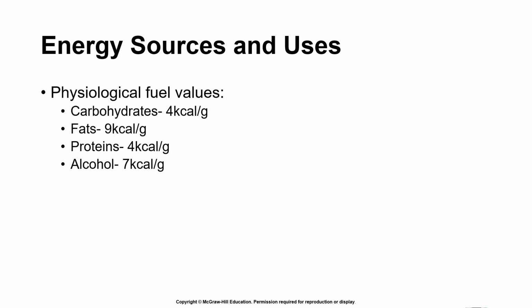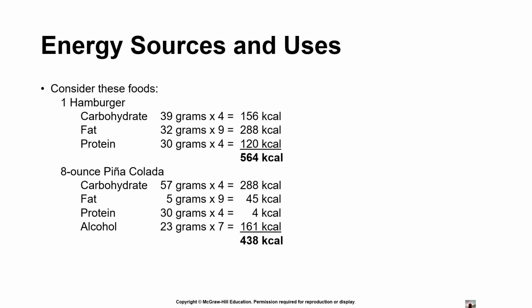I think we have not discussed that alcohol contains 7 calories per gram, but our seniors who are out doing their practicums right now are still using these numbers. You will use these numbers 4, 4, 9, and 7 for the rest of your career, so you may as well just commit them to memory.